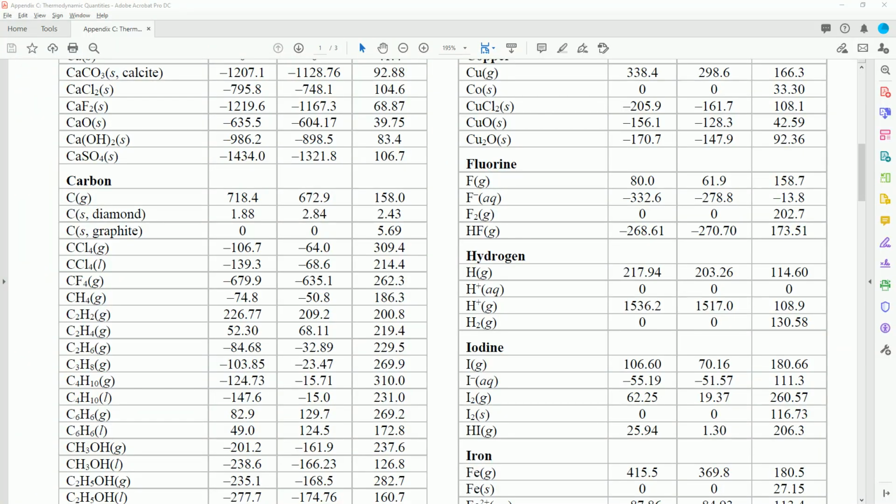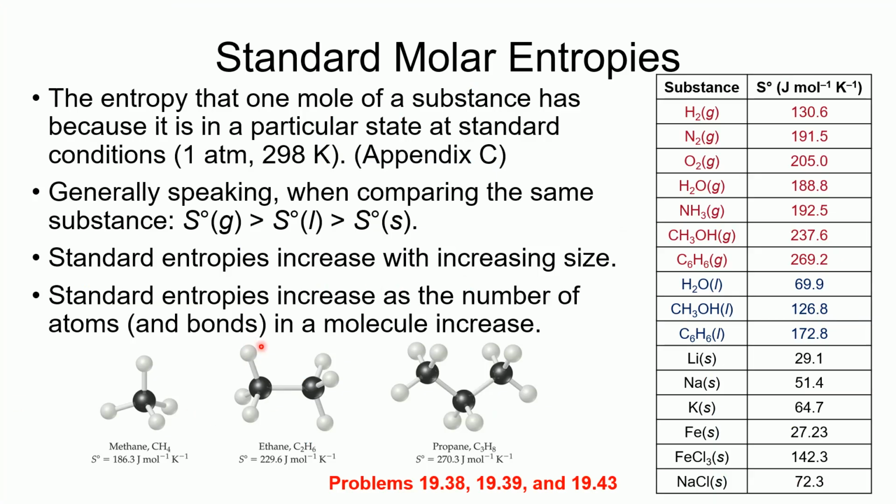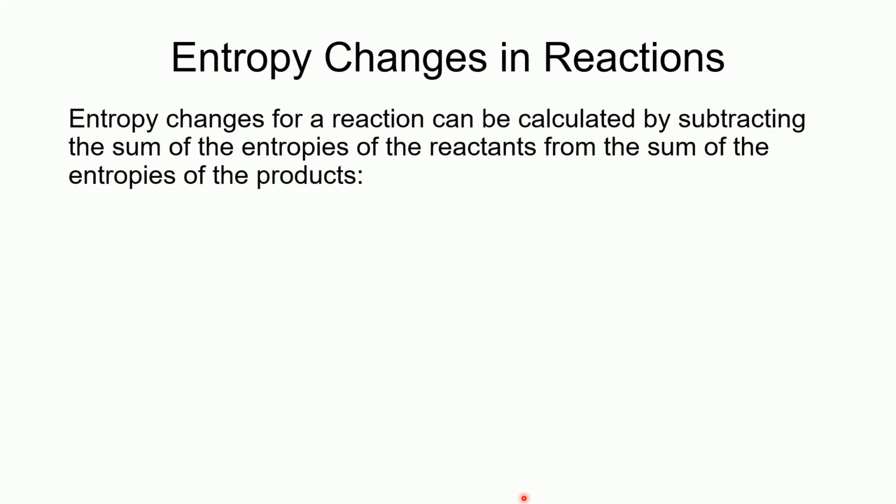So now we want to go back to our presentation and look at entropy changes in chemical reactions. We will find we can calculate the entropy change in a chemical reaction by looking at the standard molar entropies for the reactants and subtracting those from the standard molar entropies for the products.